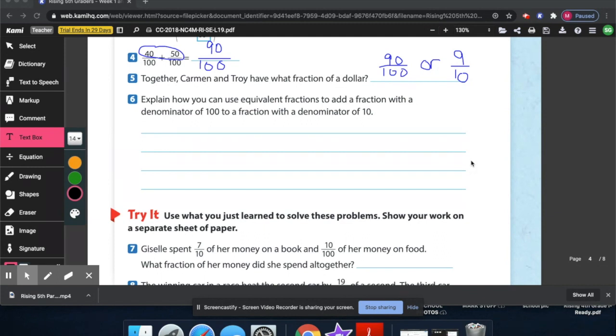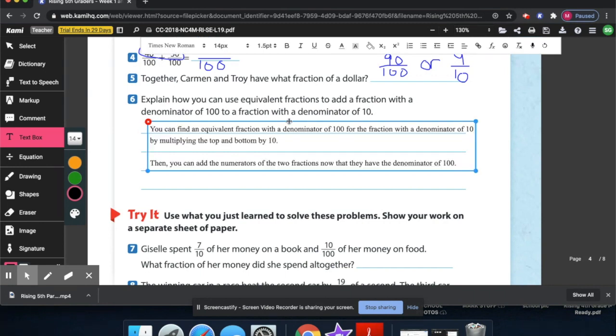All they're asking is for you to explain how you can use equivalent fractions to add a fraction that has a denominator of 100 and the other one with a denominator of 10. So kind of what we just did. I'm going to go ahead and copy and paste what I already wrote, and I'll explain it to you all, because writing it can be a little harder than actually solving the problem. So this is what I'm kind of looking for.